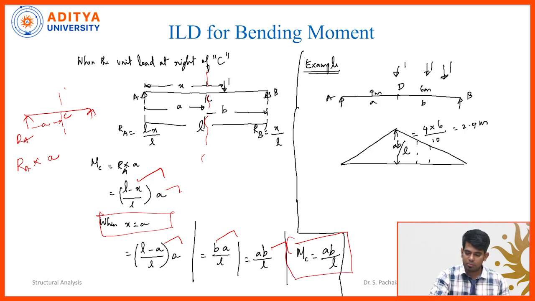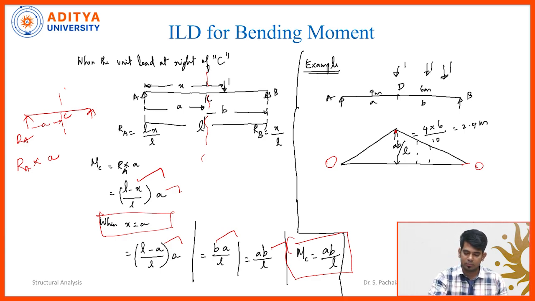And if you draw the bending moment diagram, since it is a simply supported beam, the bending moment at the right support is 0 and at the left support is 0. Only we have the maximum bending moment at point C, which we calculated, that is ab by L. Now, how to apply this in a real problem?